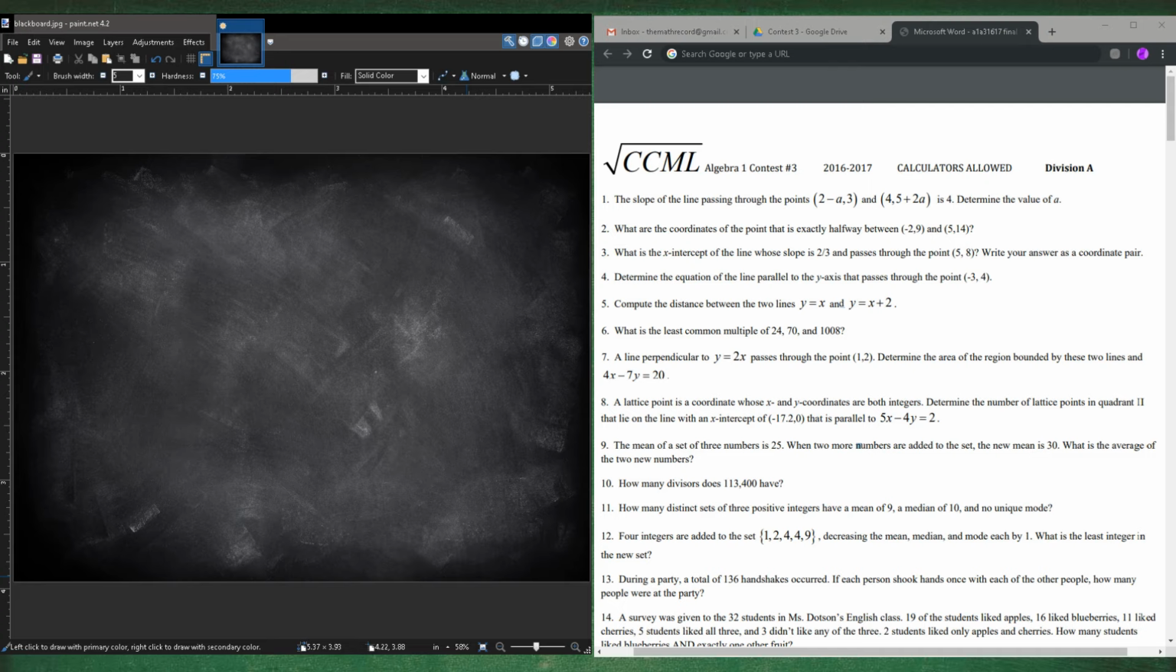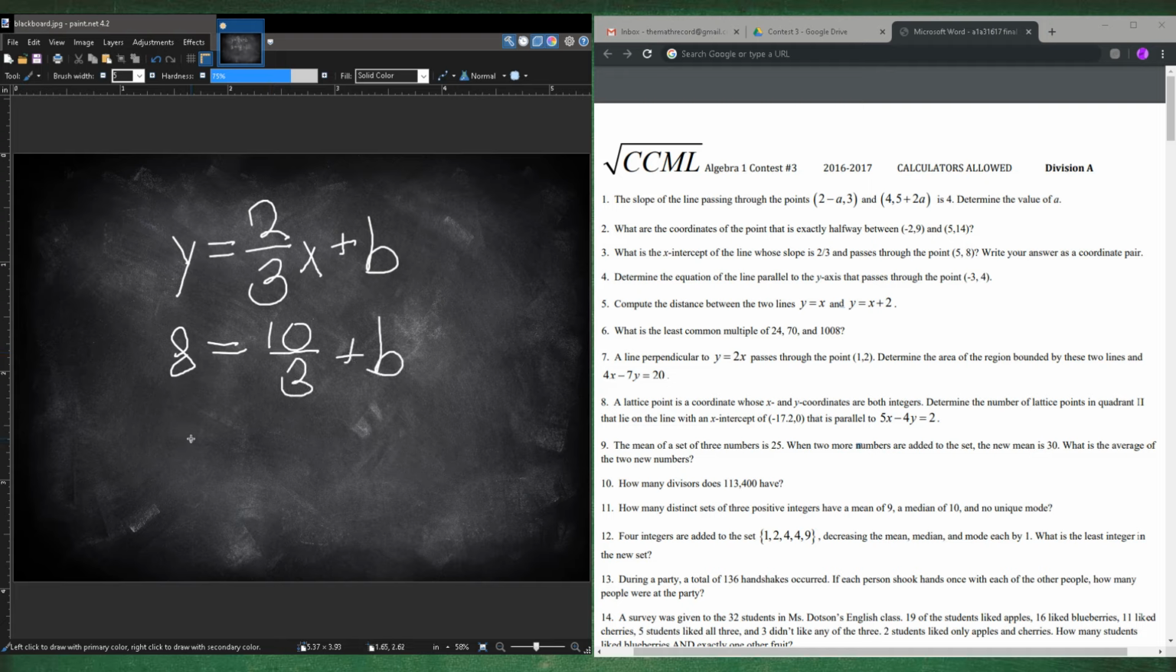Question 3. What is the x-intercept of the line whose slope is 2/3 and passes through the point (5, 8)? Write your answer as a coordinate pair. So let's write the form: y equals 2/3 x plus b. Since it goes through the point (5, 8), plug that in. So 8 is equal to 5 times 2/3, which is 10 over 3, plus b. So b is equal to, multiplying 8 by 3, that's 24 over 3 minus 10 over 3, so this is 14 over 3. So we know b is now 14 over 3.